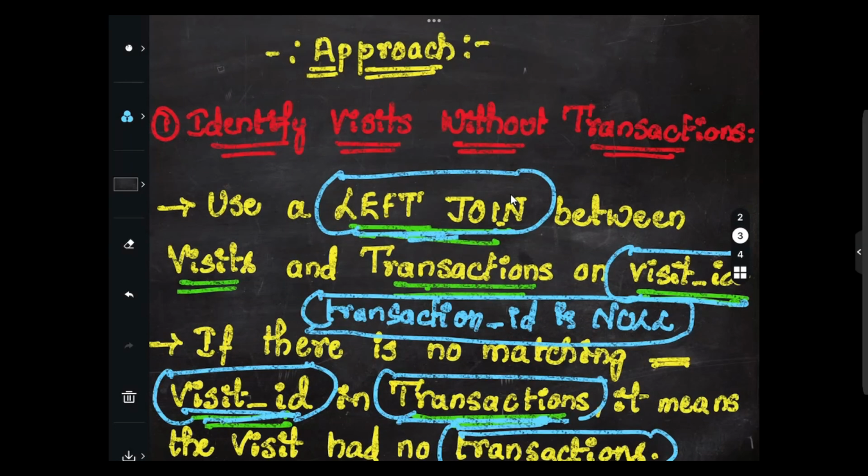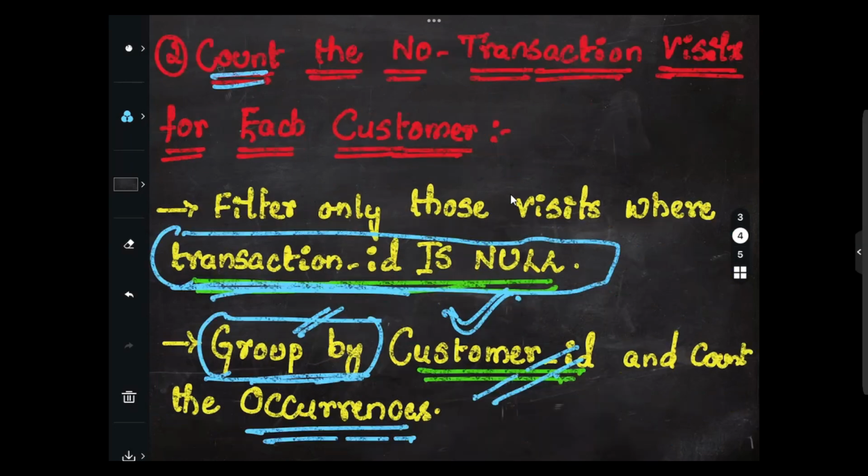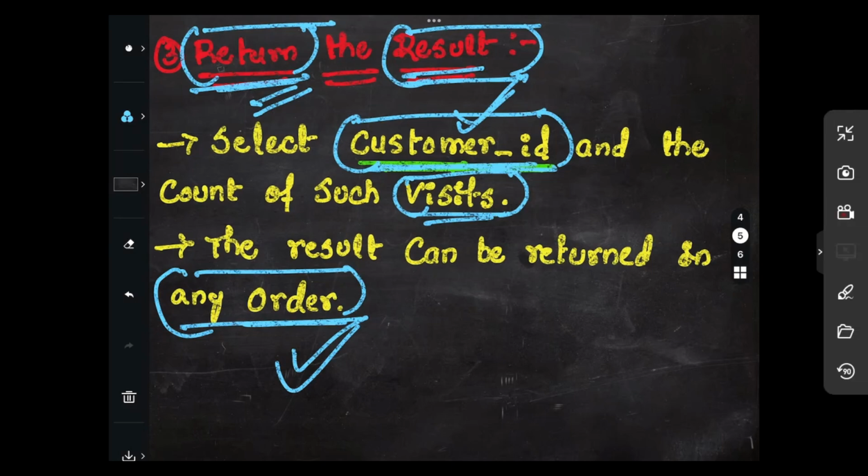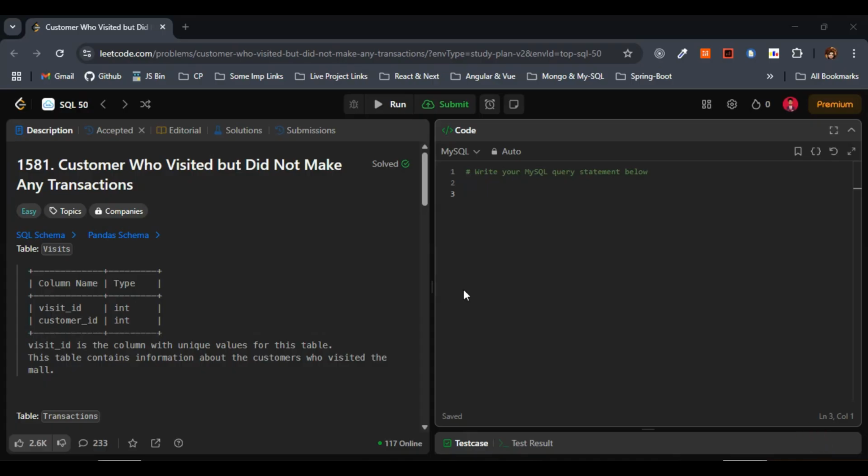So first we will identify visits without transactions. The second part is we will count the number of no-transaction visits for each customer, and the third one is we will return the result, right? Now as we are familiar with the approach, let's start writing the query.